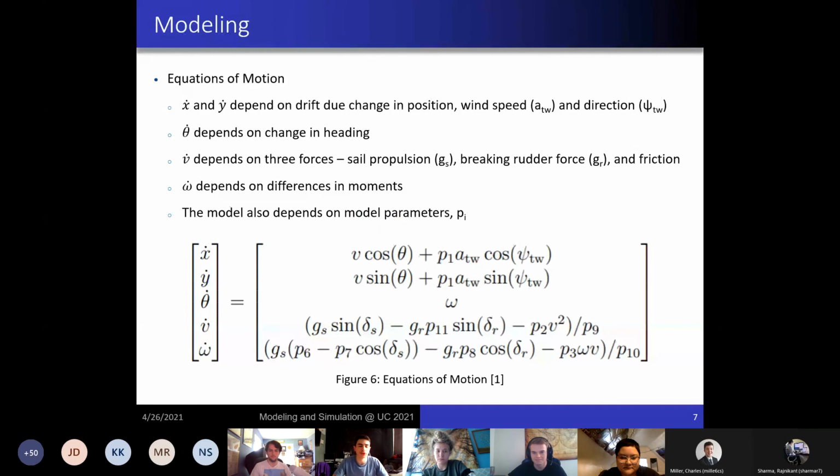So then our equations of motion, showing all of our dot states, all of our changing states. X and Y depend on the drift due to change of position, also wind speed and direction. Theta, our heading angle, just depends on the change in heading for multiple inputs. Our change in sailboat velocity depends on the sailboat propulsion from the sail, our braking rudder force, and also the body friction defined in our model. And our change in our gamma angle depends on the difference in moments. The model also depends on some of our model parameters, such as our body friction, our rudder lift, and some of the other defined parameters of our specific sailboat. Slide, please.